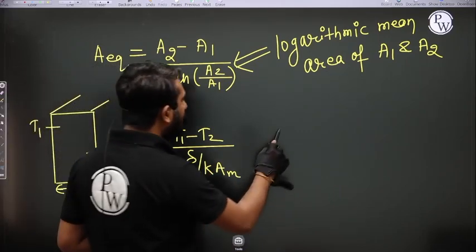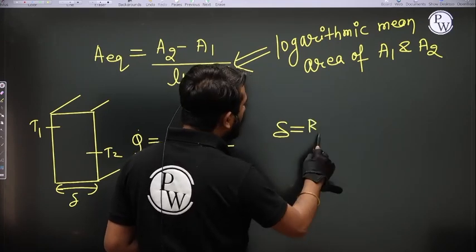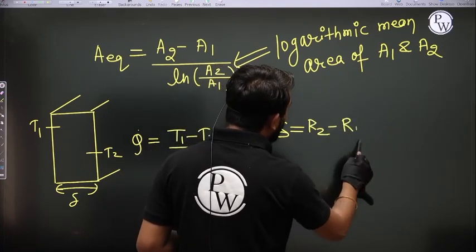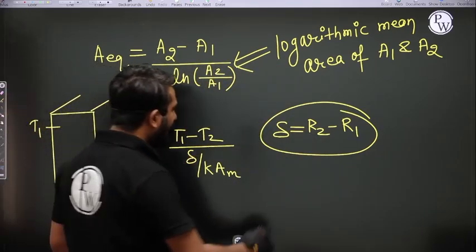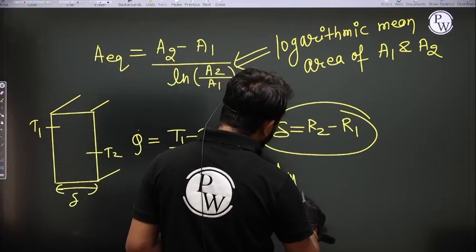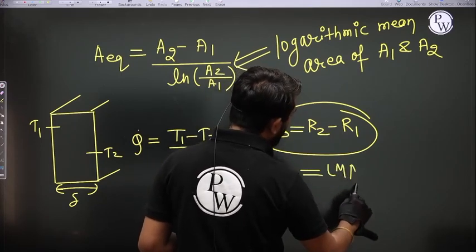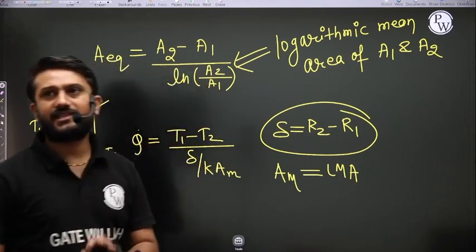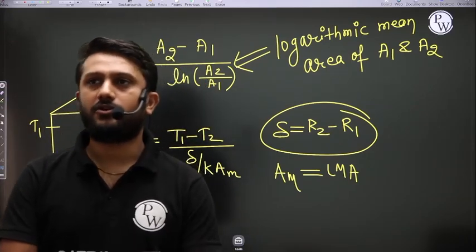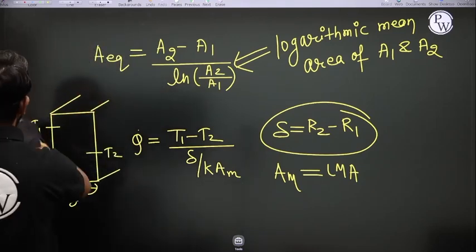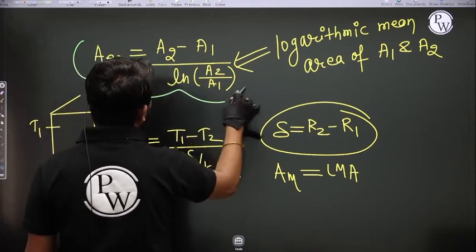What is the delta in the case of the hollow cylinder? The delta is R2 minus R1 now. And what is that AM? This is the equivalent area, and this equivalent area is the logarithmic mean area. Right. So this is the significance of the equivalent area concept. I hope you can understand this part. Okay, so this is the equivalent area.